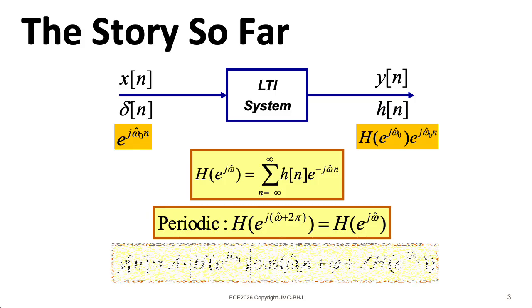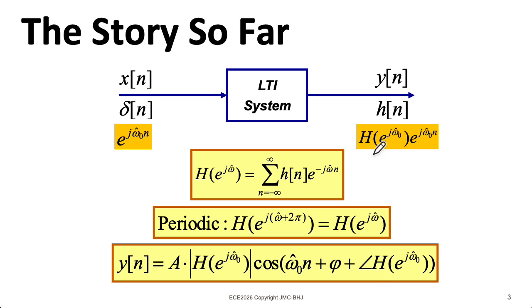In the last lecture, we saw that if we put a cosine into the system with frequency omega naught hat, amplitude A, and phase phi, then we get a cosine out that has the same frequency. For the amplitude, we multiply that by the magnitude of the frequency response evaluated at the frequency going in. And for the phase, we add to it the angle of the frequency response evaluated at the frequency going in.